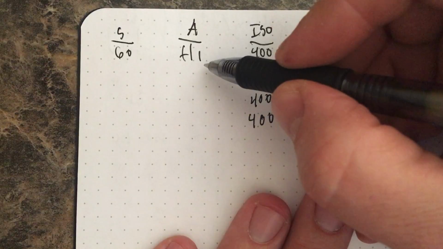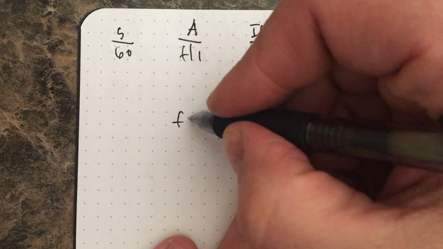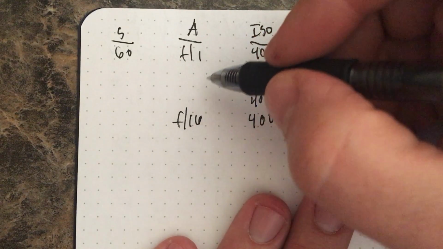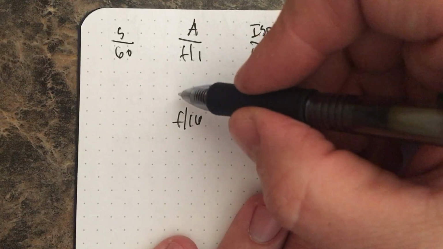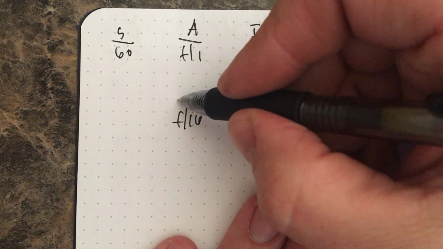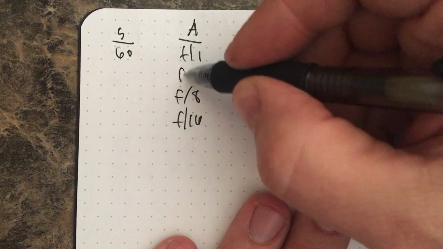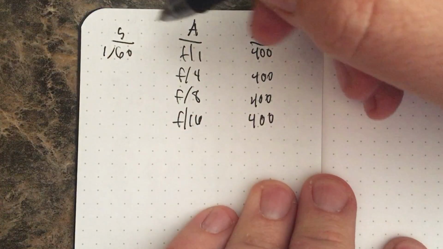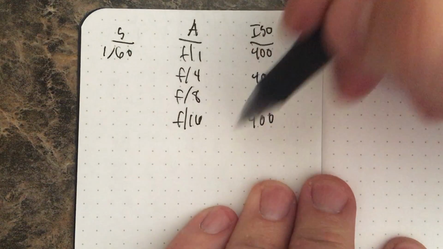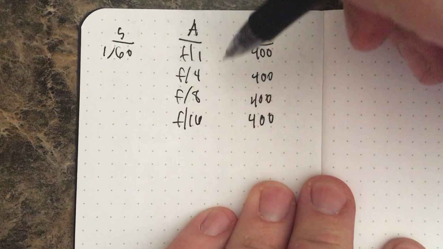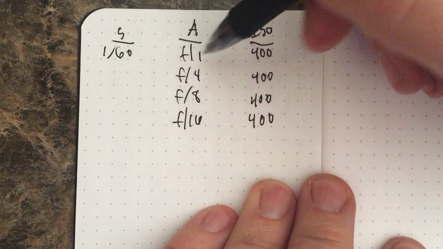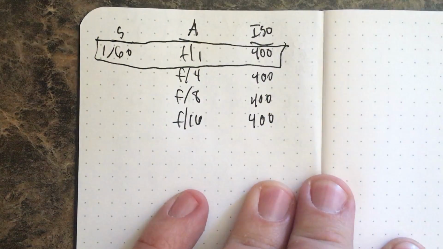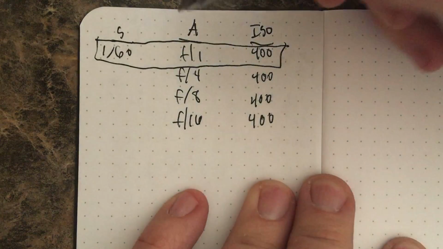So let's say I want to get to an f16, and that's going to make my shutter speed ridiculous, but that's okay. That's a good exercise for us. And in the meantime, let me just throw in f8 and f4. Okay, so now, how do I get the correct shutter speed? This is the whole point of reciprocity here. If this is my baseline exposure that my meter is telling me is correct, how do I change it?